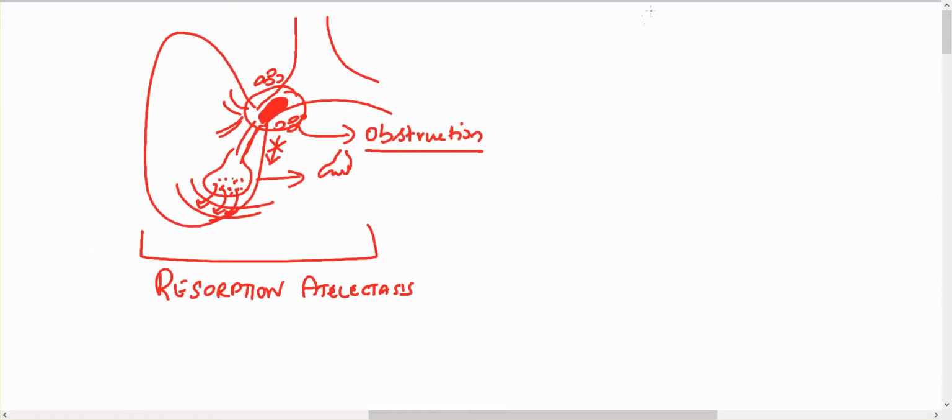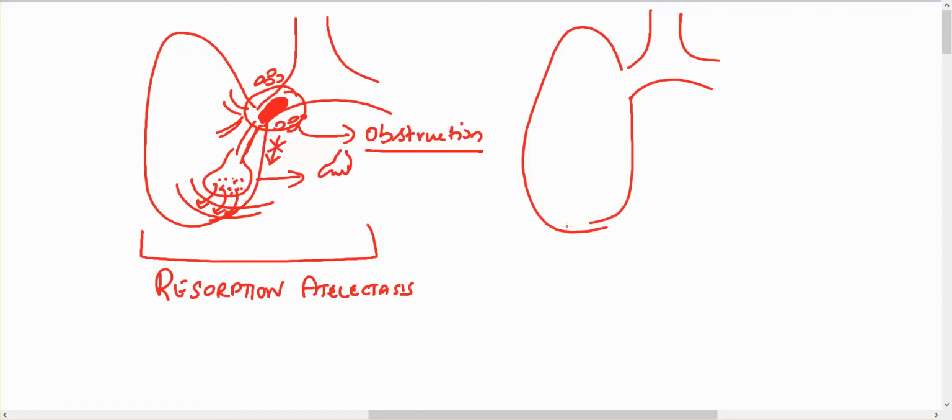Okay, now let's see other scenarios. This is the lung, and you all know the lung is covered by pleura. I'll draw the pleura in a different color. The pleura has two membranes. One is very closely attached to the lung itself, and in between they have fluid.